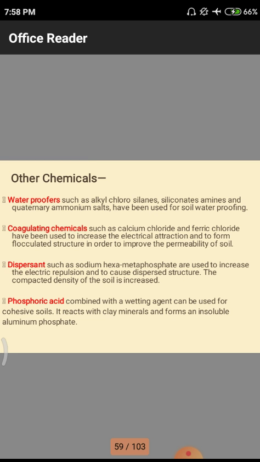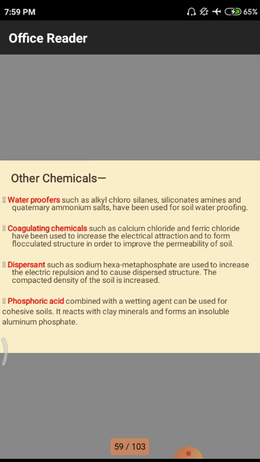Next one is a dispersant, such as sodium hexametaphosphate, used to increase the repulsion and cause a dispersed structure that will increase the compaction and density of the soil. Dispersion means those will disperse the particles into ions. A normal molecule, CaCl2, will be dispersed into Ca+2 and Cl-, Cl-, so that those positively and negatively charged ions react with surrounding particles and form molecules. After the formation of the molecules, we go for densification. We will get a huge quantity of densified soil.